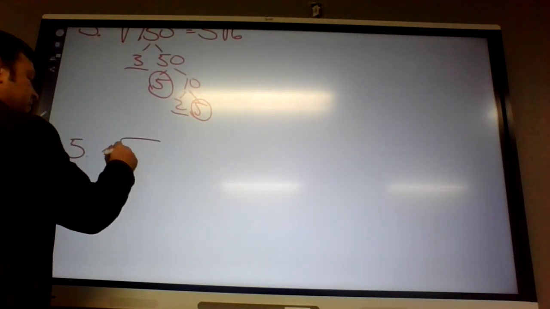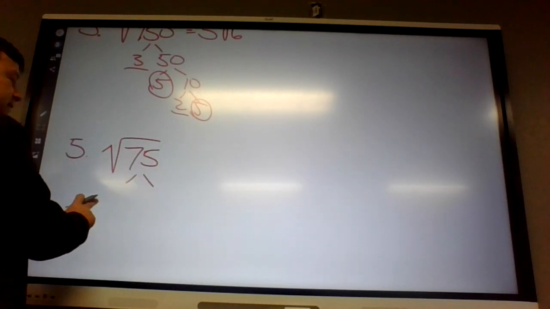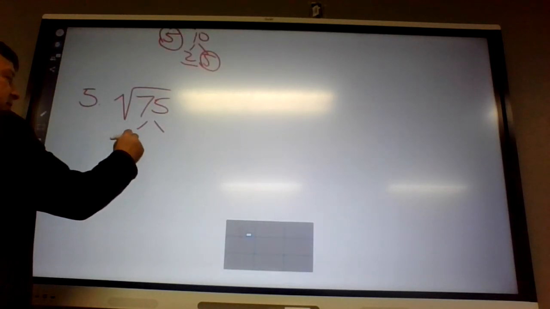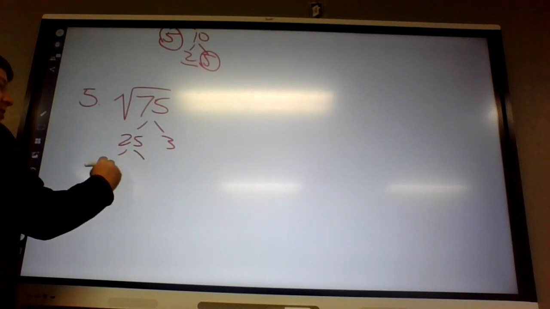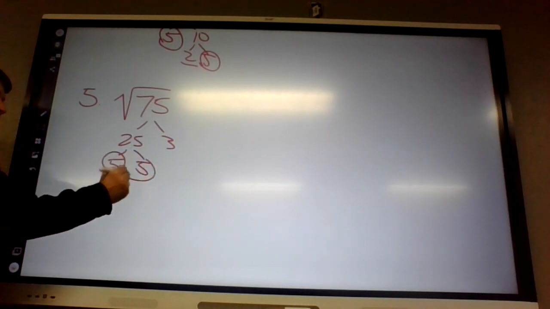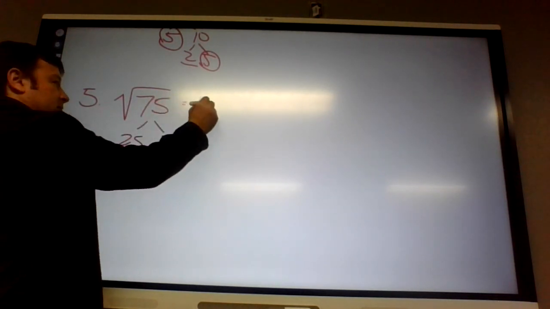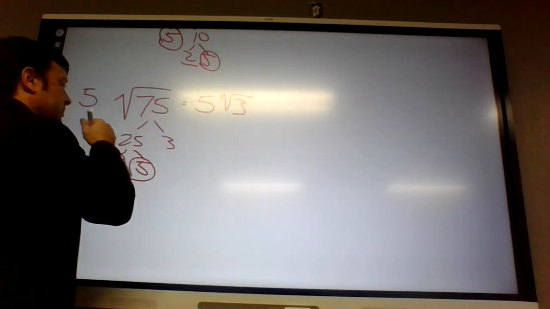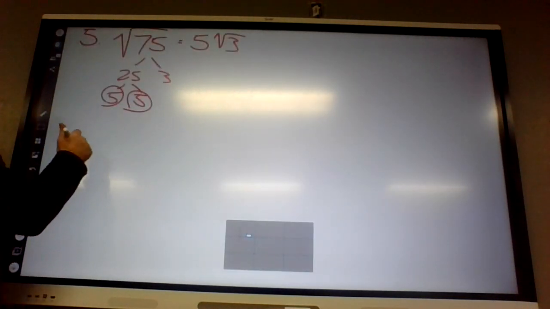What goes into square root of 75? 25 times 3, so it's going to be 5 on the outside. 5 square root of 3.